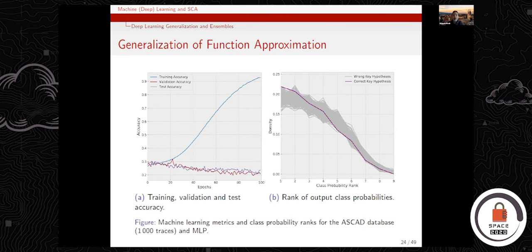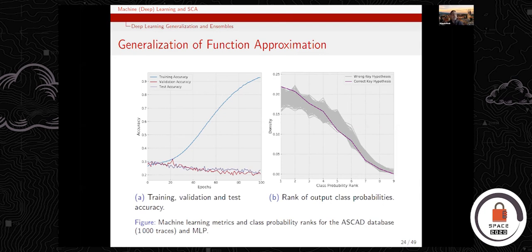What happens with the output class probabilities? Now, the pink line, the correct key hypothesis, is still kind of the best, the highest for the first class probability rank, but there are many wrong key guesses that are very close. And then for the second best guess, we already have higher probabilities for the second best guesses that are wrong than are correct. And this is basically answering why our machine learning attack can work even if it's below random guessing, but it still breaks. Because maybe your best guess is wrong, but your second best guess is correct.